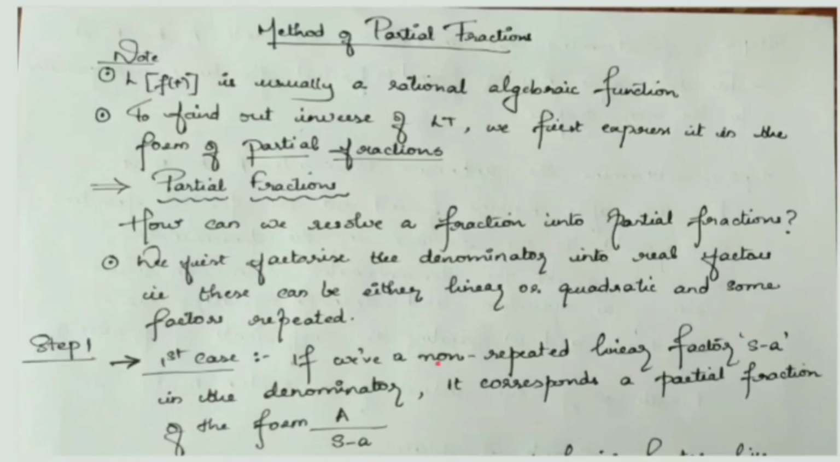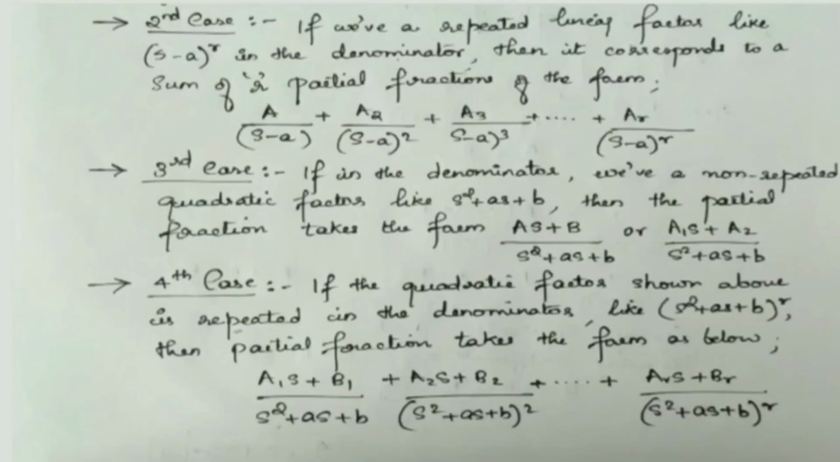So, let's see the first case. If we have a non-repeated linear factor s minus a in the denominator, then it corresponds to a partial fraction of the form A by s minus a, where A is a constant. Now, if we have a repeated linear factor like s minus a raised to r in the denominator, then it corresponds to the sum of r partial fractions of the form A1 by s minus a plus A2 by s minus a square plus A3 by s minus a cube, up to Ar by s minus a raised to r.